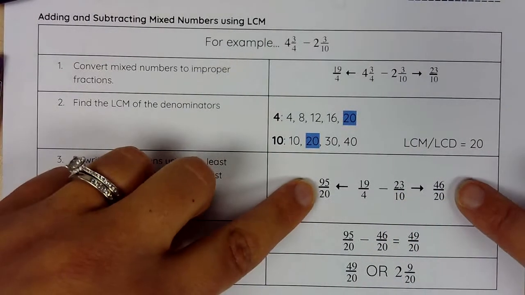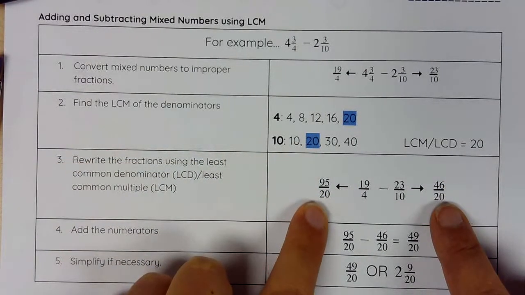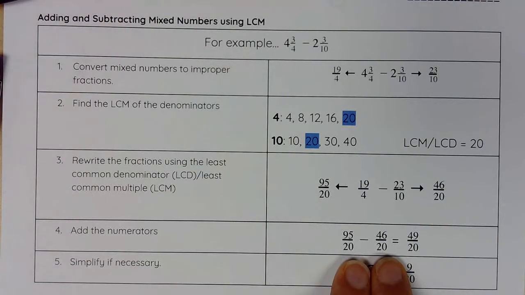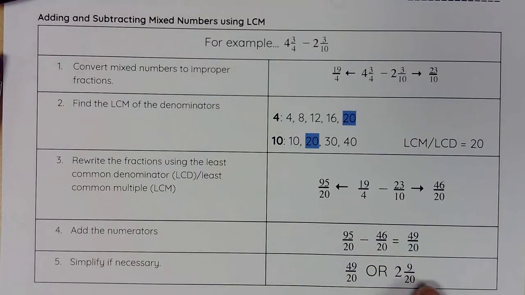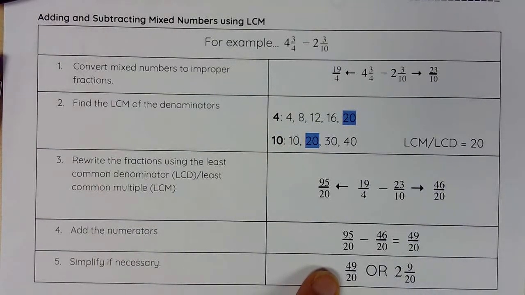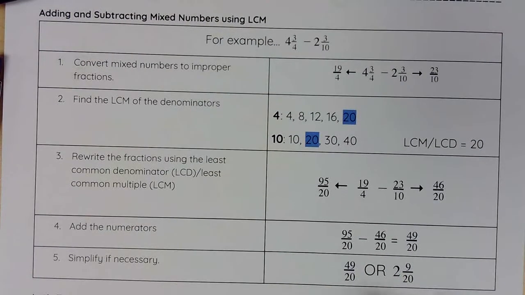So now I have two new fractions. These fractions are equivalent to my originals, but they have the same denominator. So now I can subtract. When I subtract and add fractions, I keep my denominator the same, but I change my numerator. So I just subtract 95 minus 46, getting me 49. Then from there, we can write our answer as an improper fraction, which would be 49 over 20, or we can convert it back to a mixed number, which would be 2 and 9/20.